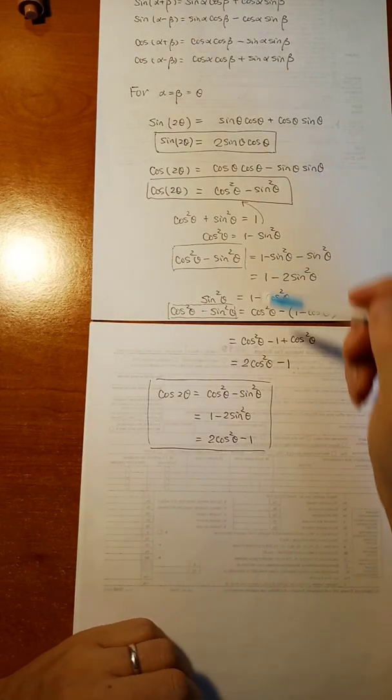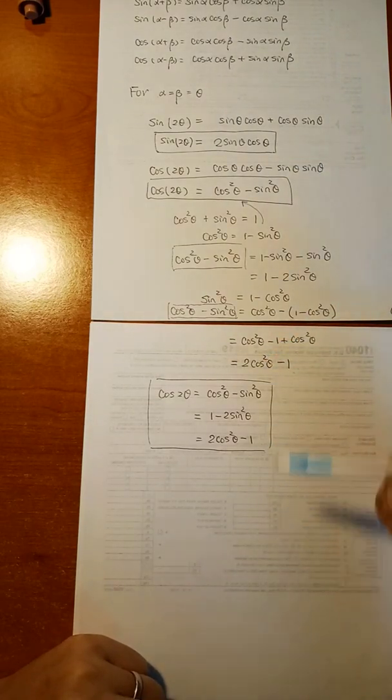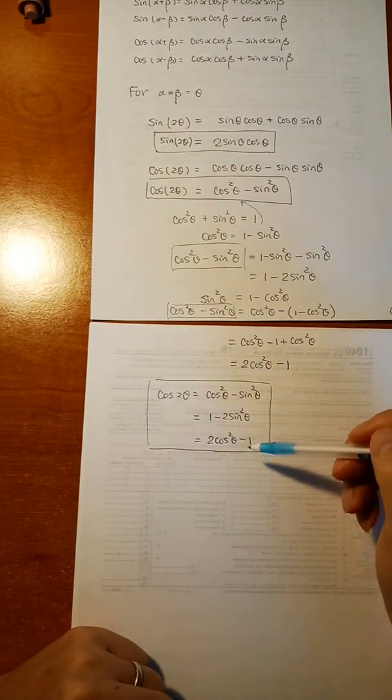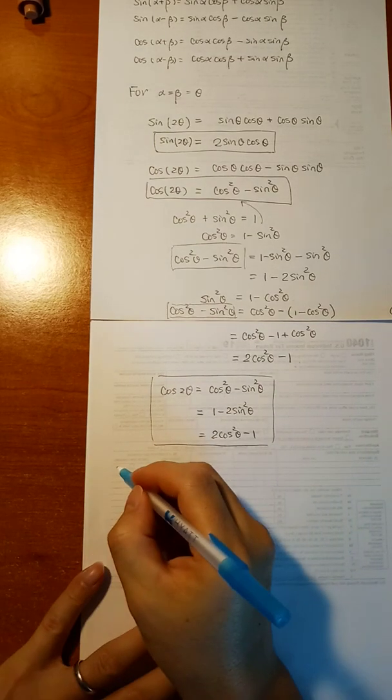In the textbook, they consider them as 4 formulas: 1, 2, 3, 4. But anyway, it's the double angle formula for sine. Okay, so let's try to do some examples.